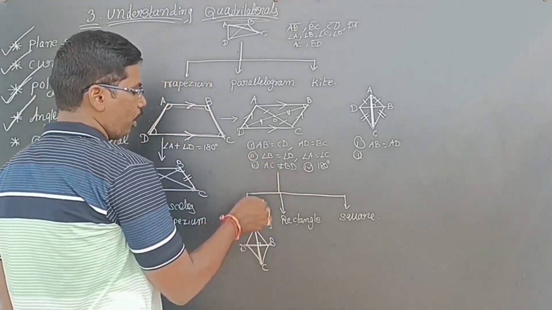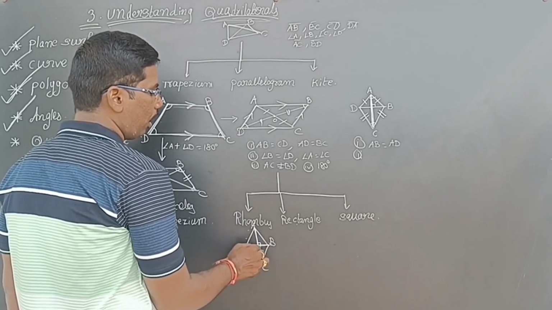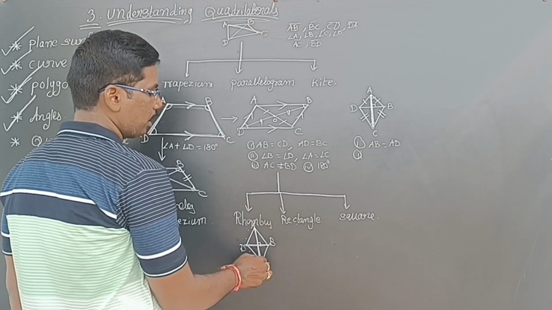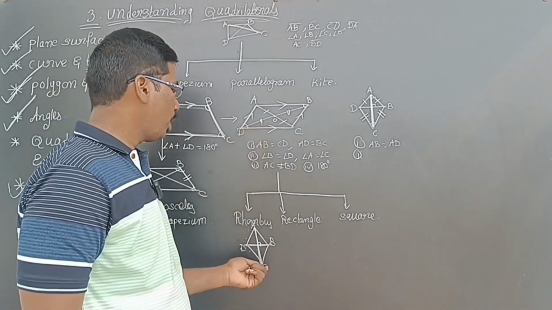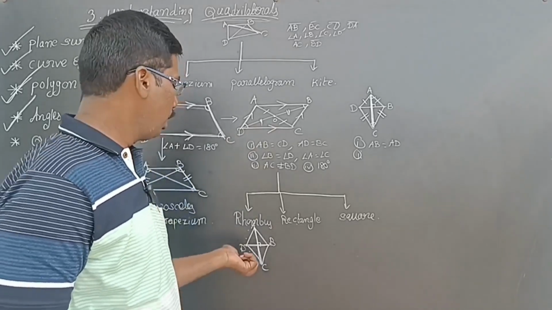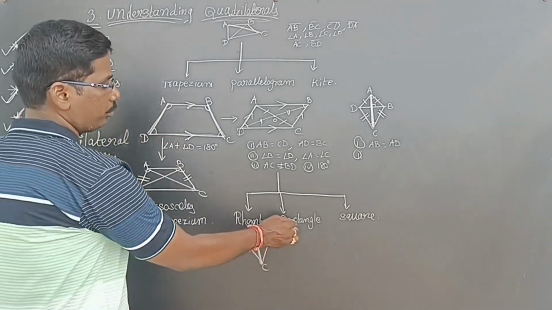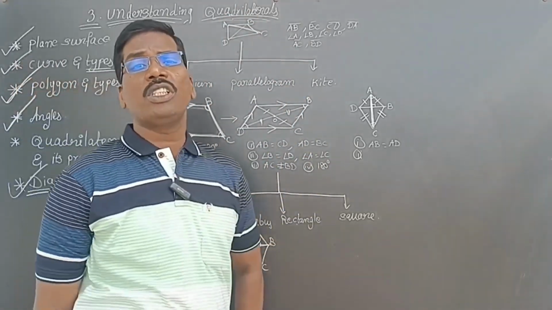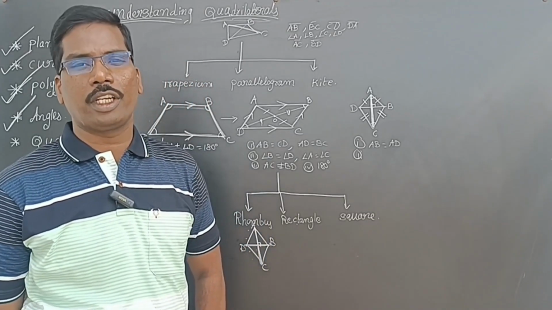Opposite sides are equal, opposite angles are equal. Adjacent angles are supplementary here also, because it is coming from the parallelogram. Any two adjacent angles are supplementary to each other, isn't it? Next, rectangle from the quadrilateral: a quadrilateral in which opposite sides are equal and all angles are equal is called a rectangle.